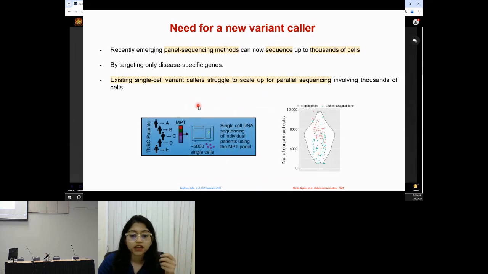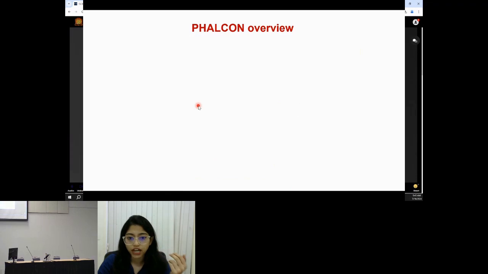The existing variant callers are not able to scale up for such parallel sequencing involving high throughput datasets. These are two recent studies which have used such a pipeline to analyze data, and they have sequenced over 5,000 to over 12,000 cells. The current single cell variant callers only work up to almost hundreds of cells at max. So there is a need for a new variant caller which can scale up for such high throughput datasets. So we have designed Falcon, which is a statistical phylogeny-aware variant calling algorithm for such high throughput datasets.